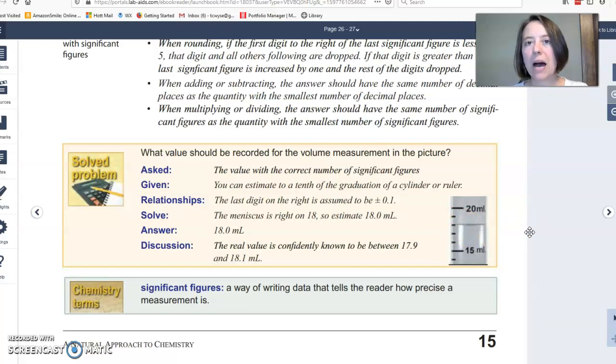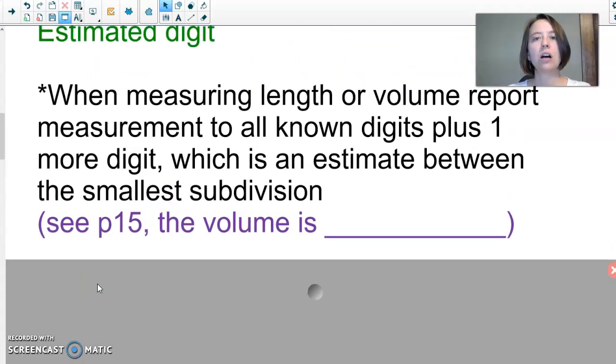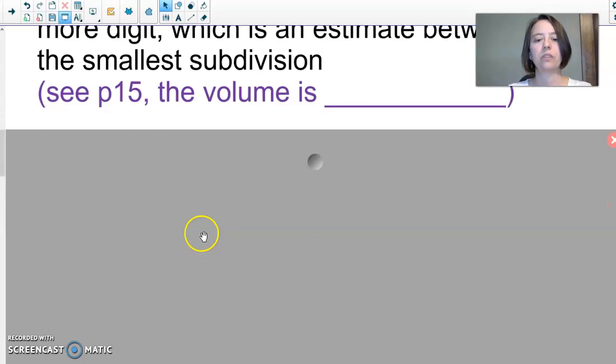And we always look at the bottom of the meniscus. And if you can see, the bottom of the meniscus is right there on the line. So I would actually write 18.0 milliliters as the correct measurement for that volume. To review, when we're measuring length or volume to get the correct number of significant digits, we do one digit more than all known digits, and that's an estimate between the smallest subdivisions.